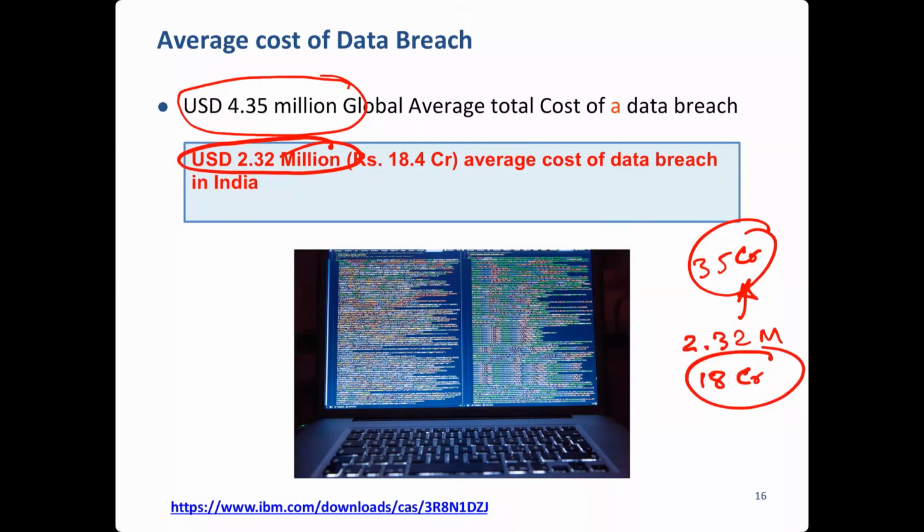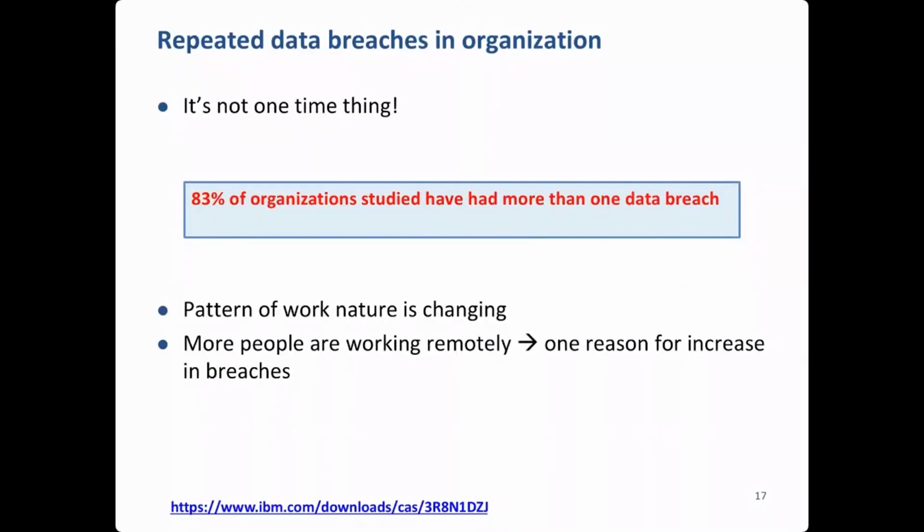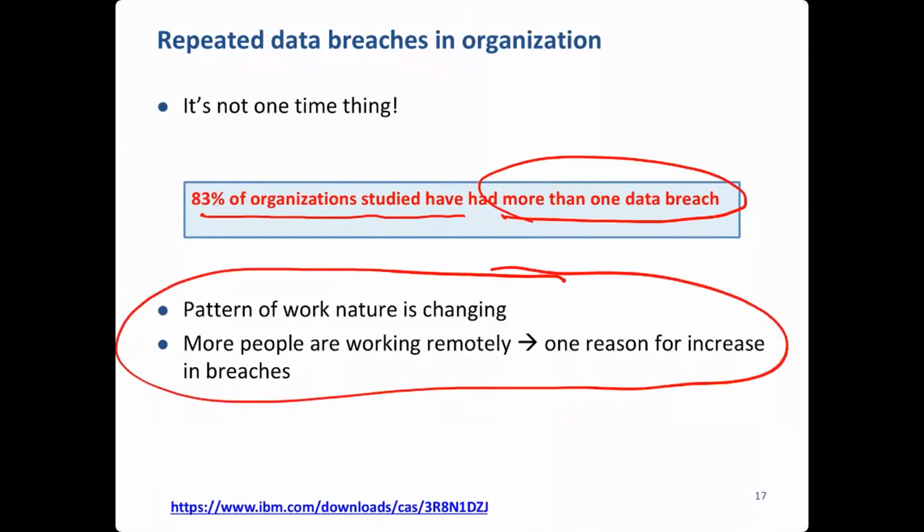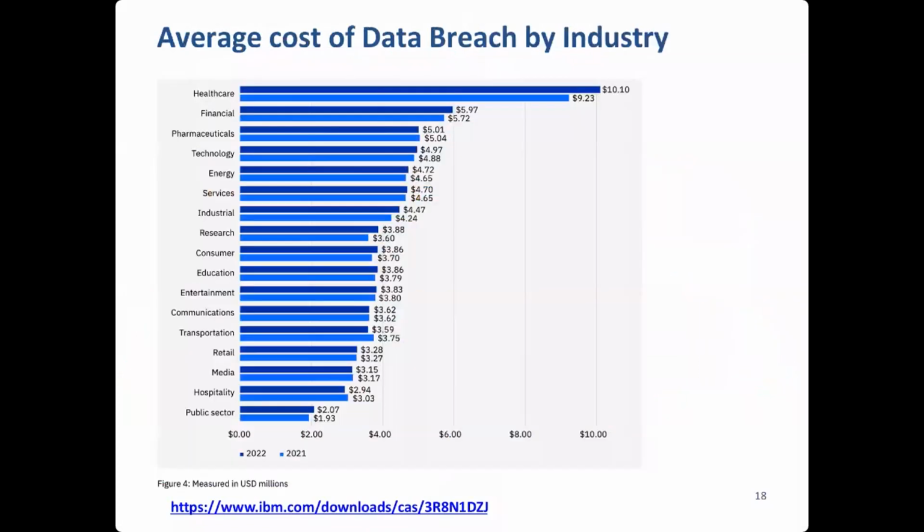So a data breach is quite expensive for an organization. And does it happen only once? No, it keeps happening. If you're not careful, or even if you're careful, data breaches can happen. 83% of the organizations studied have had more than one data breach. So it's not that once it happened, it will never happen again. It will keep happening, and it's happening because the pattern of work is changing. Earlier, everyone used to work from the same office space, but now people are working remotely, and that gives opportunity to cyber criminals.